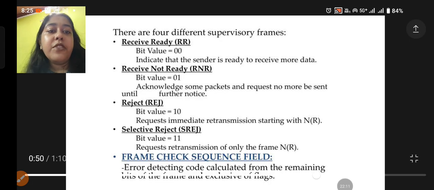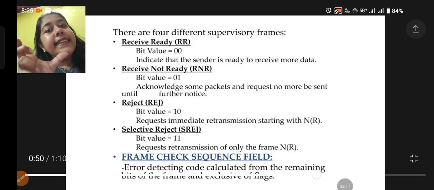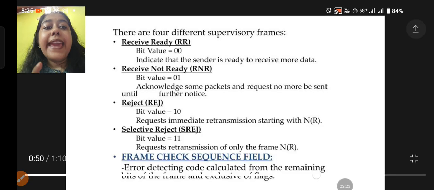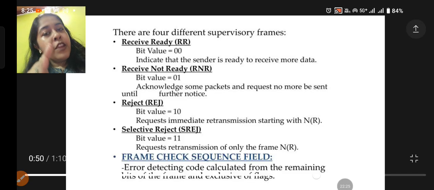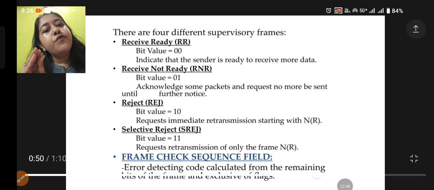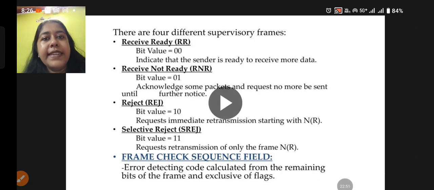calculated for the remaining bits of the frame, exclusive of the flags. Since the flags at the start and end are unique in nature, they are excluded. The error detecting code will be calculated from the remaining bits of the frame, not the flag bits. The flag bits are just for identifying the starting and ending of your frame, that's all. But the other bits are used for calculating the error detecting code.